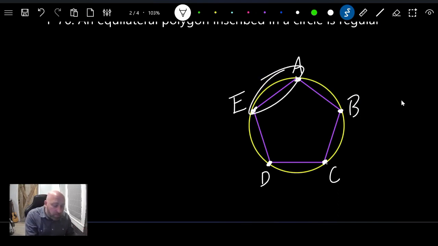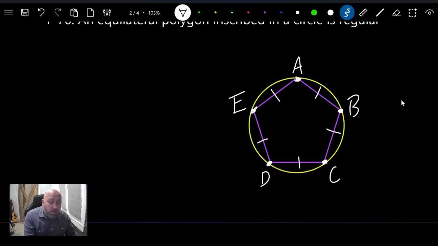But look what we formed right here with like AE. AE forms what? What is that called? It forms a chord, right? And AB forms a chord. And BC forms a chord. DC forms a chord. And DE forms a chord. Now look, they don't just form chords, they also form equal chords.